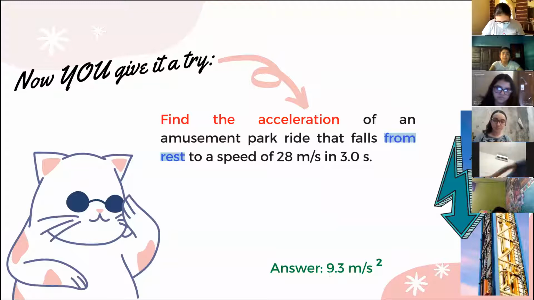So average acceleration. I always do it, you know. I always do it. I don't know why. I just like it.